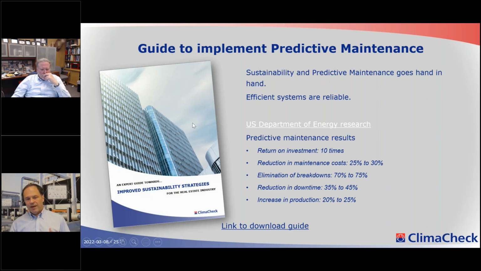We have tried, based on our experience, to give a guide on how you implement predictive maintenance in an organization. This is available in the presentation. When you get it, you can click on the link here if you're interested. The US Department of Energy has said that you get 10 times the investment back if you invest in predictive maintenance. You can remove 75% of the failures. So this is going to be the future, but we have to change how we do things.